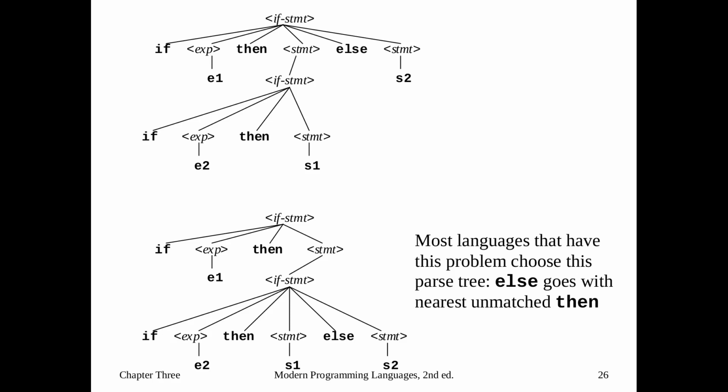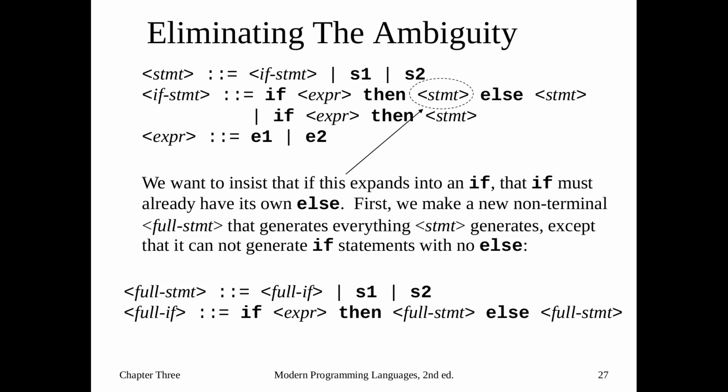So most languages that have this problem choose the bottom parse tree, right? They'll just match the else with the nearest unmatched then, and that's one way of solving it. But the question is, is it the best way? We can actually eliminate this ambiguity, and this corresponds to the then with the statement, right? This is how we're going to take care of this.